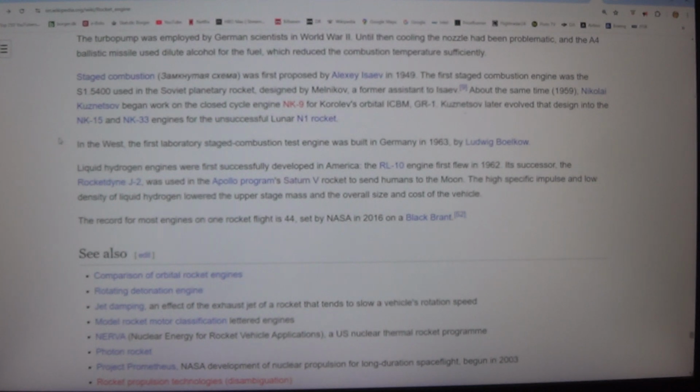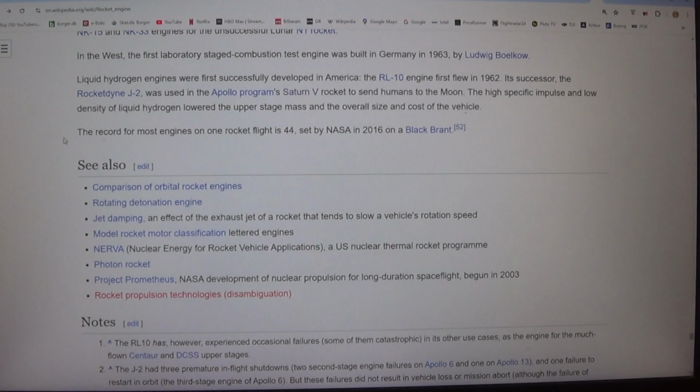In the West, the first laboratory staged combustion test engine was built in Germany in 1963, by Ludwig Boelkow. Liquid hydrogen engines were first successfully developed in America. The RL-10 engine first flew in 1962. Its successor, the Rocketdyne J-2, was used in the Apollo program's Saturn V rocket to send humans to the moon.